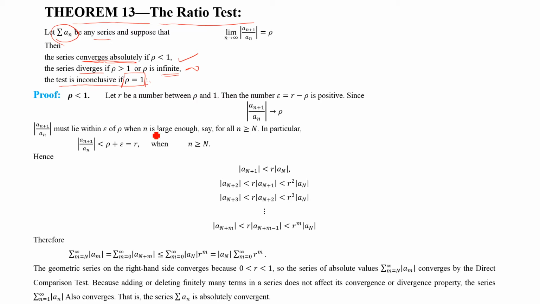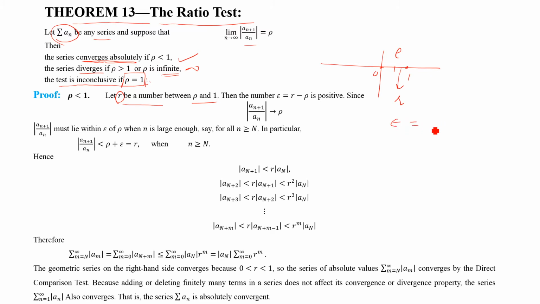Let's consider the first case. If rho is less than 1, then we assume that r is any number between rho and 1. Since this is a series of absolute values, it cannot be negative. So this is 0, this is 1, rho lies somewhere here, for example, and we choose r between rho and 1, somewhere here. That is, r is greater than rho but less than 1.